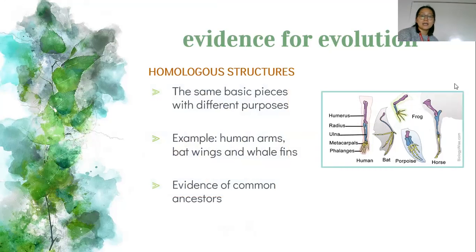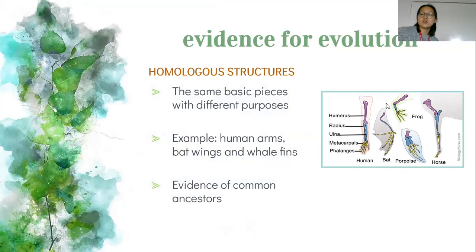Homologous structures are a great evidence for evolution because you're looking at the internal bone structures of organisms, and a lot of the time they have the same basic pieces with different purposes. So if you look here in the example, we have a human arm, a bat wing, a frog arm, a porpoise fin, and a horse leg. And the bones inside are actually really similar. They're color-coded, right? They all have a humerus, radius, ulna, metacarpals, and phalanges. But their purposes are all different, right? Because humans use their arms to grab and reach and throw, bats use them to fly, frogs and porpoises to swim, but differently, and then horses to run.